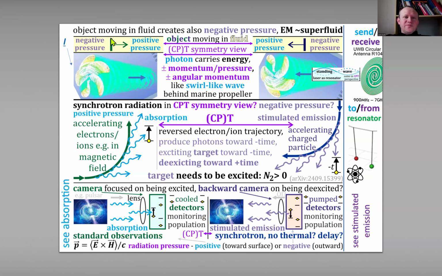So thinking about this hydrodynamical analog, if you have a fluid and we push something in this fluid, then we create positive pressure, but we also create negative pressure. So this should be symmetric. And in CPT perspective, they are switched. This is the CPT symmetry view. This marine propeller rotates in the opposite direction. So instead of positive pressure, it creates negative pressure. So instead of exciting a resonator, it should cause de-excitation of the resonator.